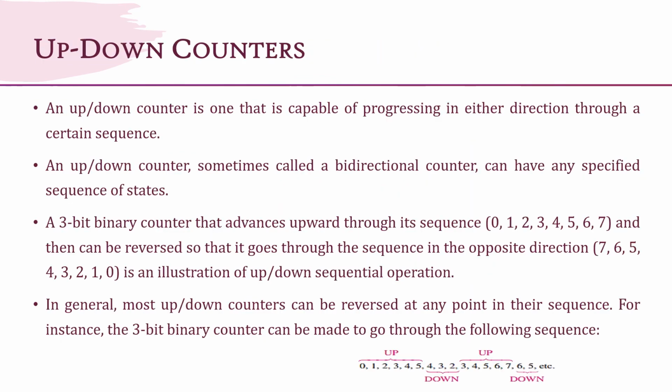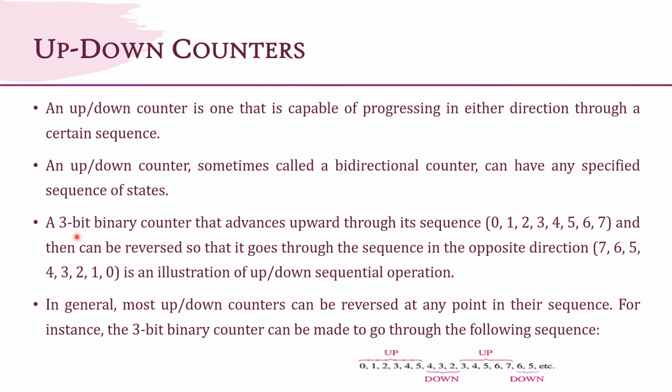Let's discuss up-down counters. An up-down counter is one that is capable of progressing in either direction through a certain sequence. That is, we can count either in the up direction or in the down direction. Sometimes it is also called a bidirectional counter because it can move in either direction, and it can have any specified sequence of states.